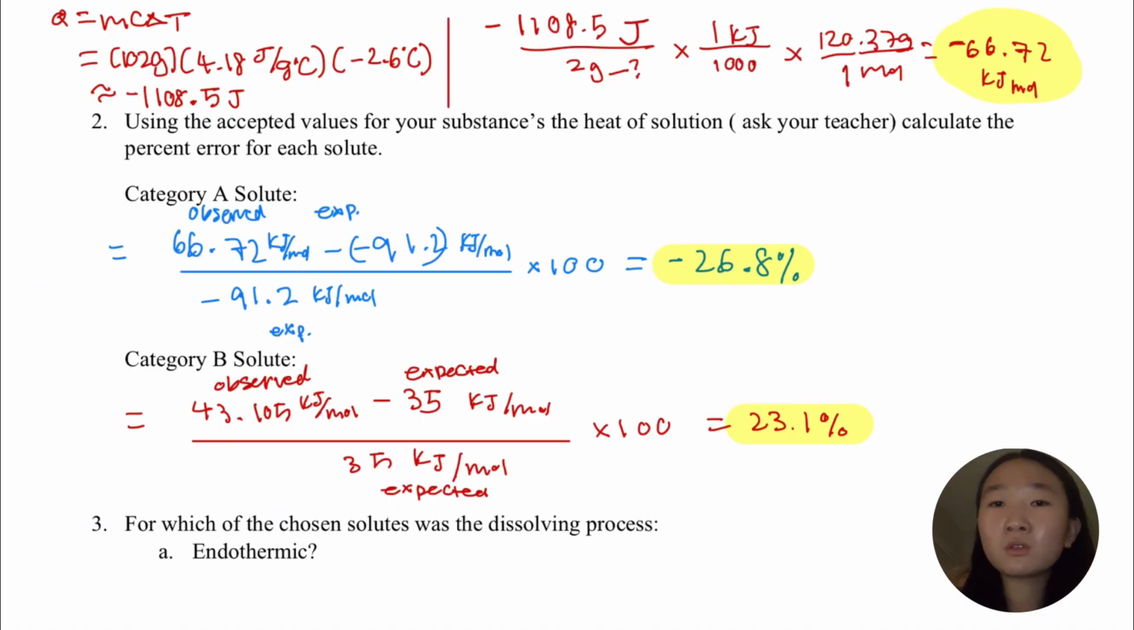We did this for the other solute as well. So we took our observed value, which was 43.105 kilojoules per mole, and then the accepted value we subtracted was 35 kilojoules per mole over 35 kilojoules per mole times 100, and then we got a percent error of 23.1%.